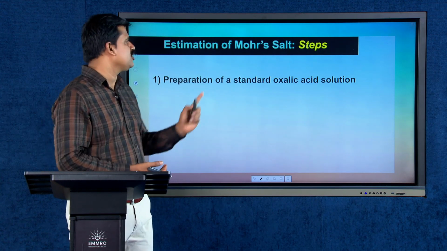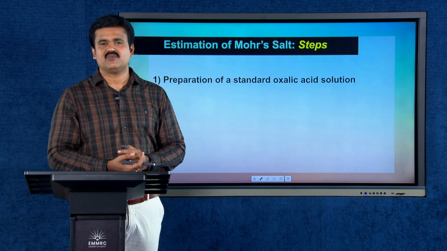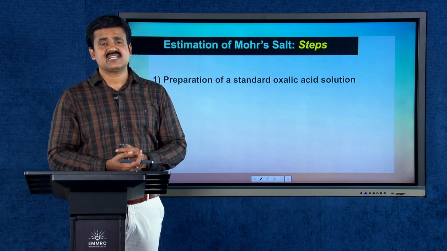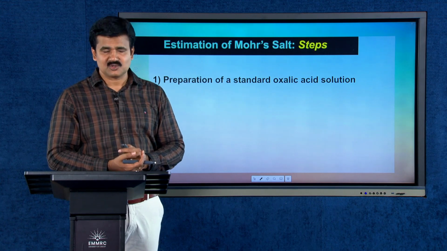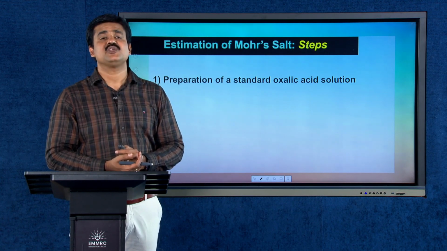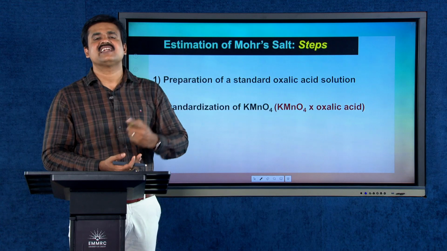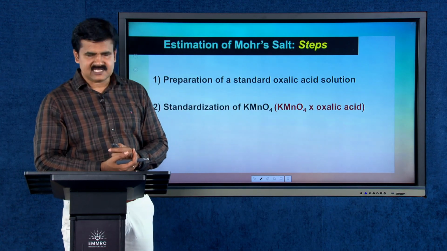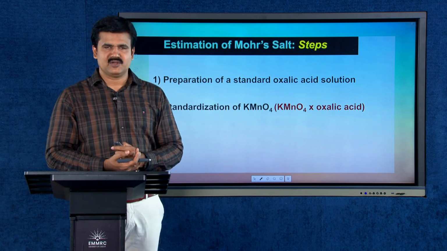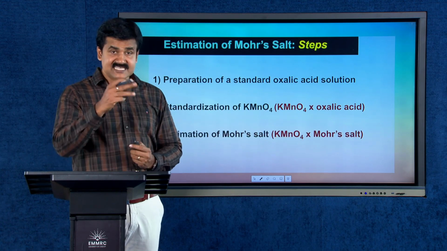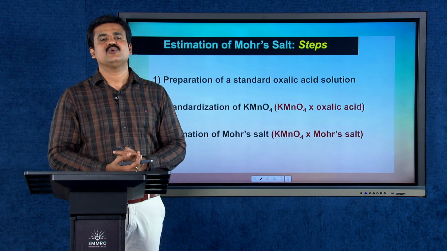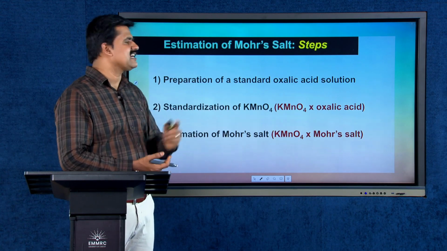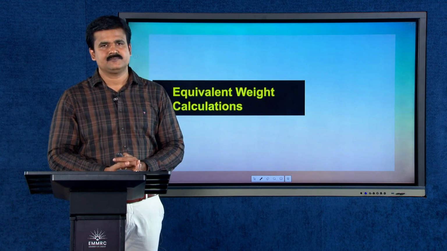In the first step, you have to prepare a standard solution of oxalic acid. Oxalic acid is a primary standard, so you have to weigh out a fixed quantity of oxalic acid and make it up to the mark as a standard solution. And using that standard solution, you have to standardize the KMnO4 by performing this titration, that is, KMnO4 should be titrated with oxalic acid. So, now you have standardized the KMnO4, and in the third step, using this standardized KMnO4, you can estimate Mohr's salt. Here you are performing a titration between the standardized KMnO4 and Mohr's salt.